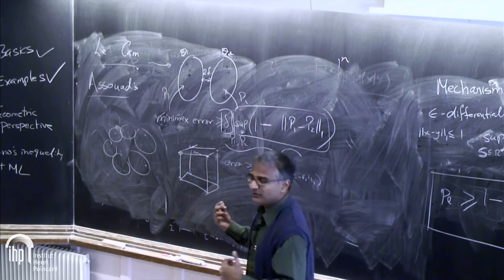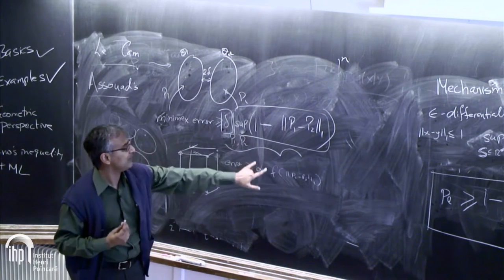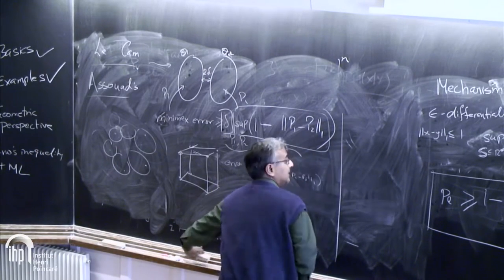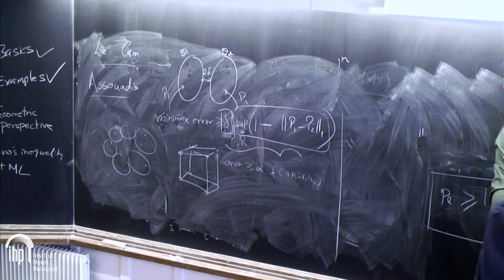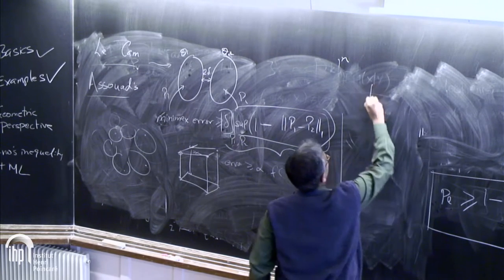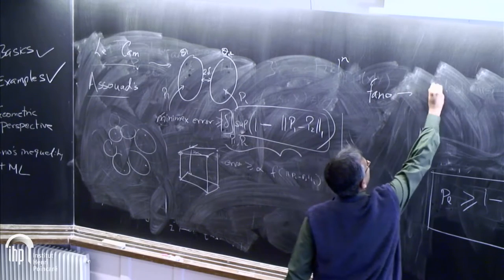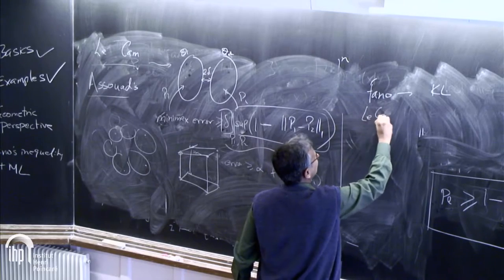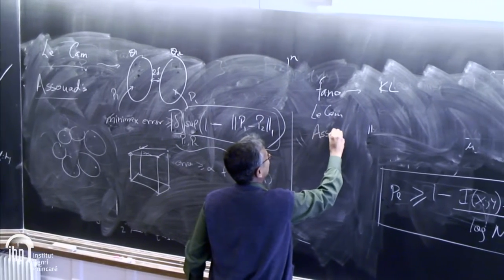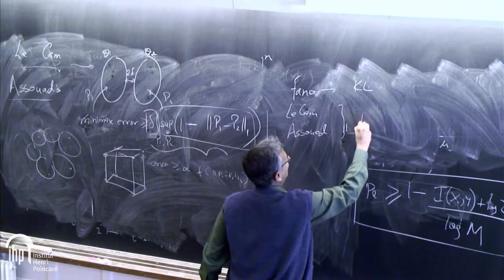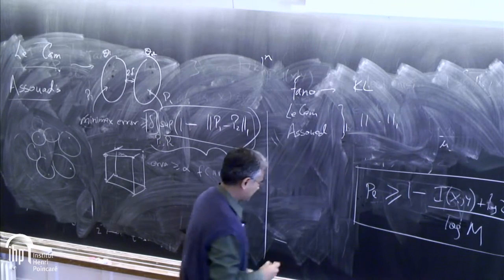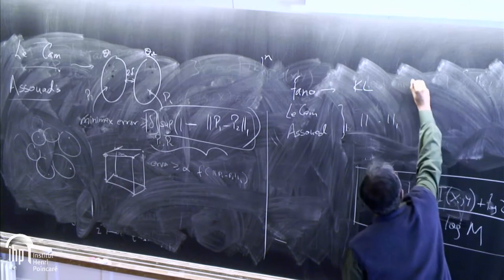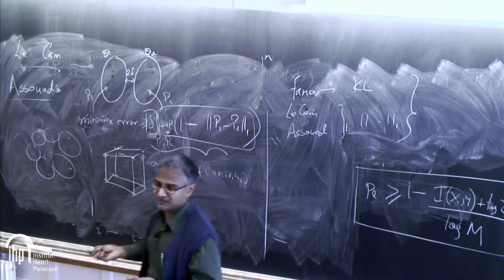And the deeper sense is how you measure the distance between distributions. If you remember, if I make a little table here, for Fano, I was using KL divergence between distributions to measure closeness. And for LeCam, and also for Assouad, I'm using L1 distance.